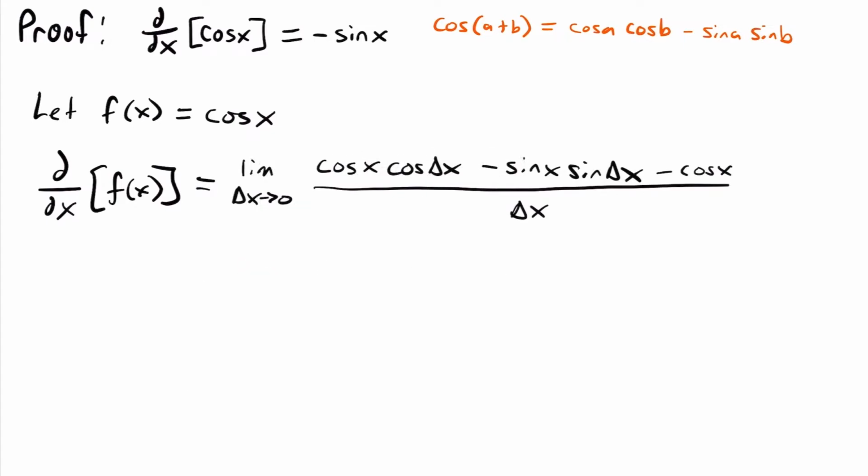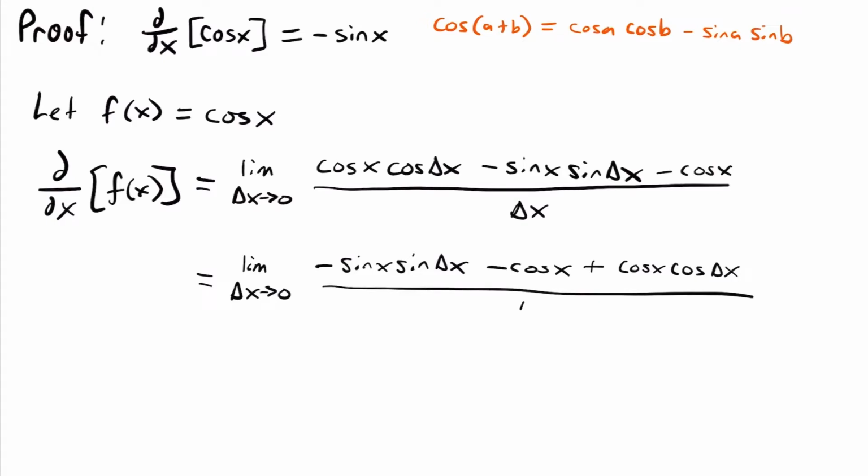And so our next step is going to be to rearrange our terms in the numerator here, and that's going to allow us to see something else that we can do that will help us simplify this limit. And so what I'm going to do is move this first term to the end of our three terms, and then I'll show you why that is important. So we'll have that this is equal to the limit as delta x approaches 0 of negative sine x times sine of delta x minus cosine x, and then we're going to add that first term here of cosine x times cosine of delta x. And then we will still divide by delta x.